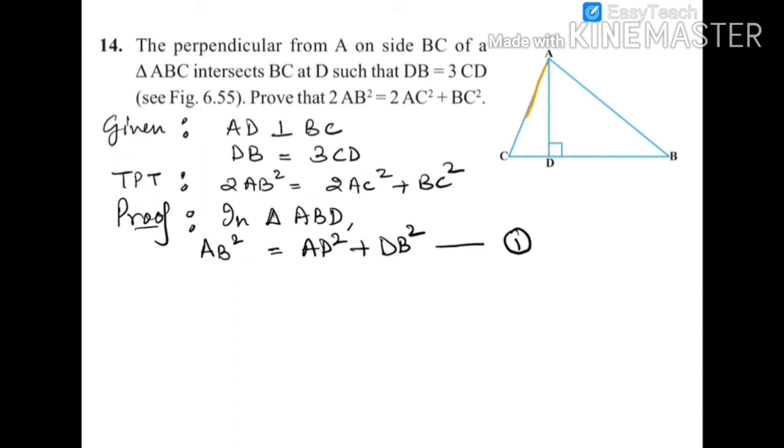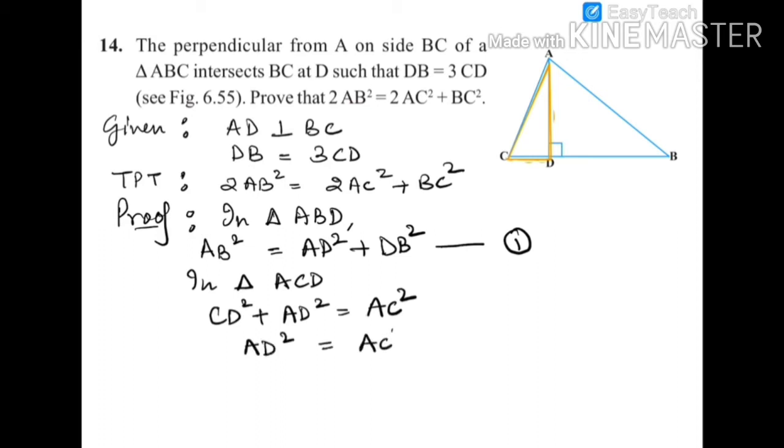AD belongs to triangle ACD. So we can use Pythagoras theorem here. In triangle ACD, CD square plus AD square will be equal to the hypotenuse square, that is AC square. So from here I will get AD square equal to AC square minus CD square. Mark this as 2.